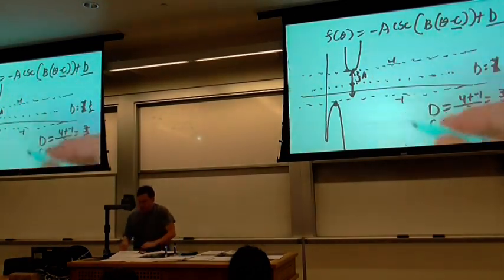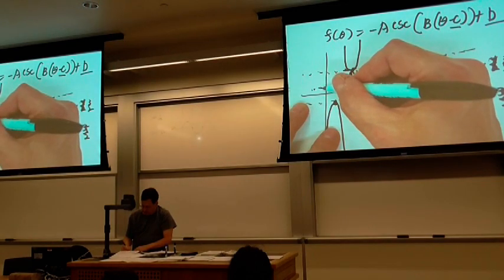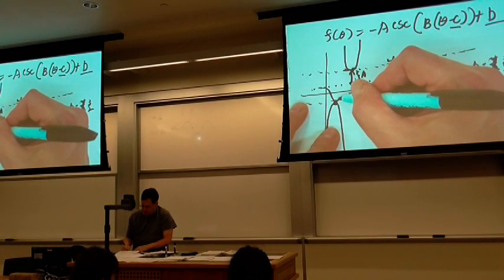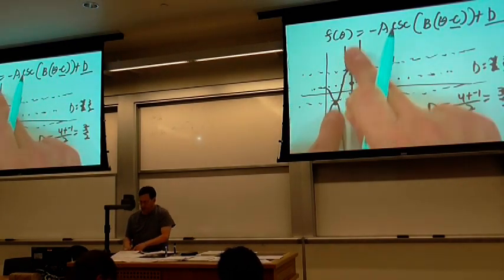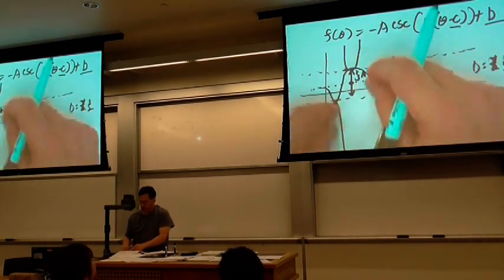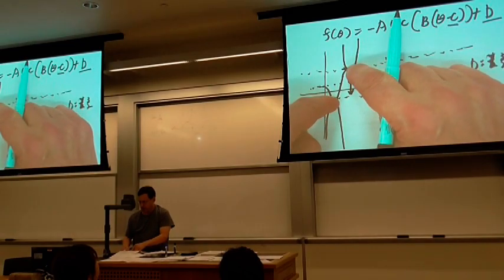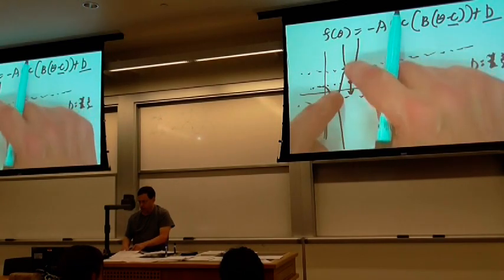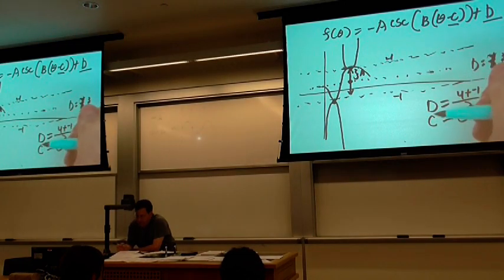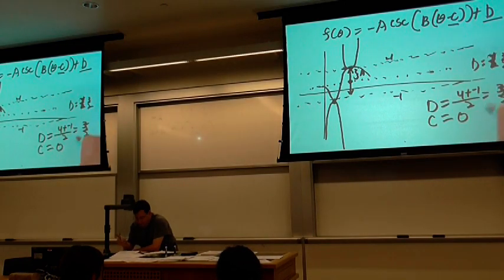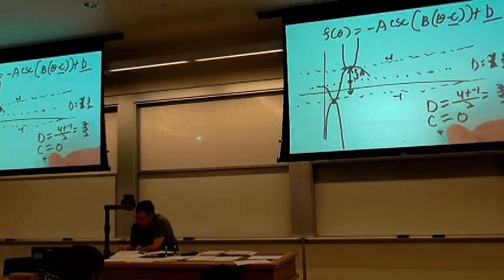Right? In other words, if I drew in my cosine function here, or my sine function, if A gets bigger, the sine function gets greater, and then the cosecant function gets further and further away from the midline. So what is this distance here? Well, it's what we did before.